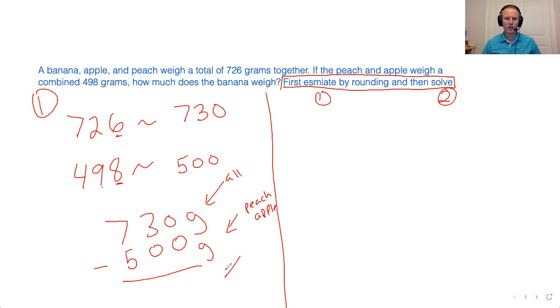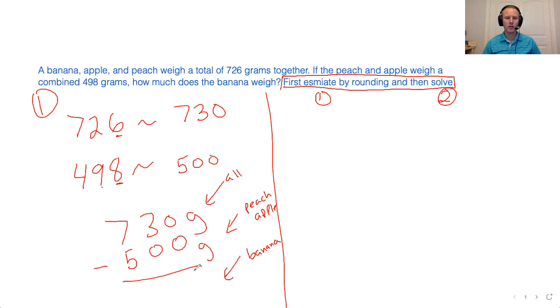And whatever we find down here is going to be the banana. The reason this is going to work is that when we take the total and subtract out the peach and the apple, that's like having all 3 things on the scale weighing about 730 grams, and taking off the peach and the apple, which weigh about 500 grams. What we're figuring out here is the weight of the banana, the thing that's left on the scale.